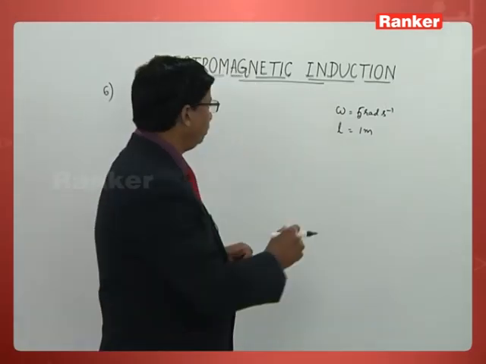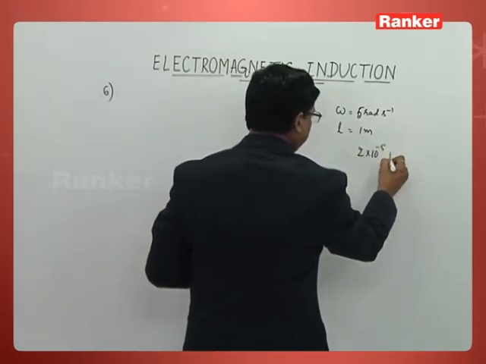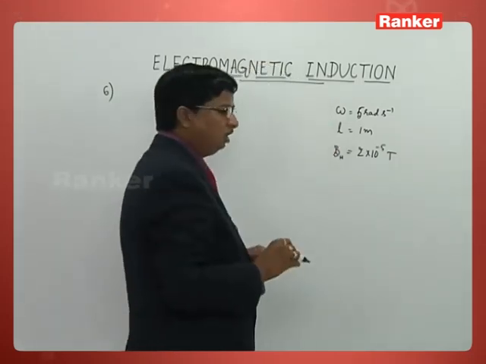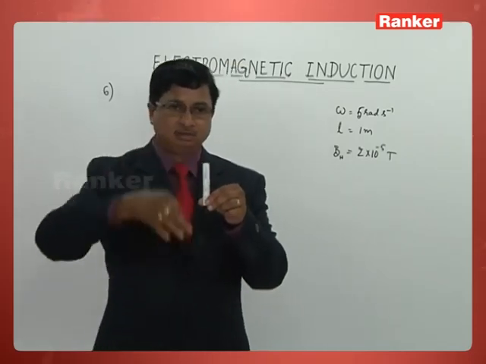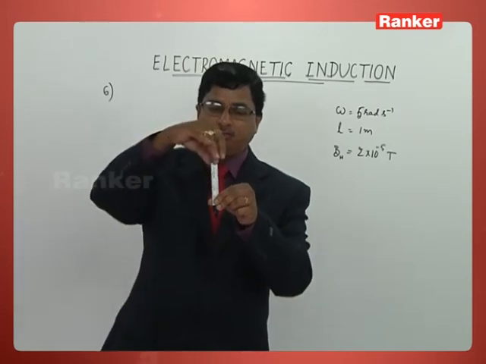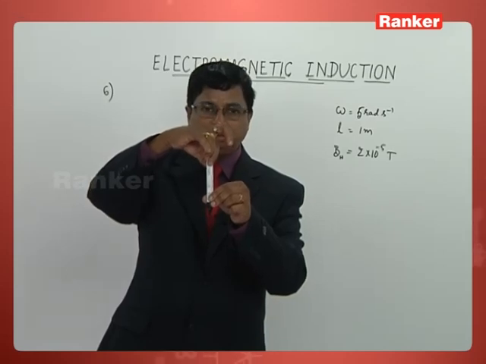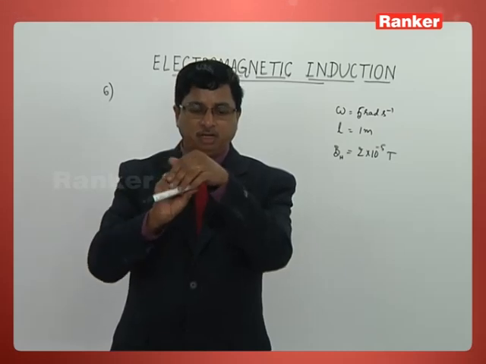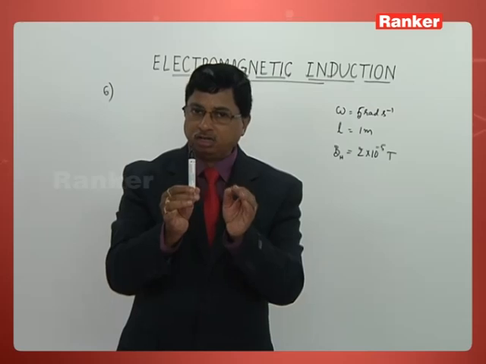So the horizontal component is given as something like 2 into 10 power minus 5 Tesla. This is BH. Now what is the concept? First of all, you try to understand. There is a rod like this, a uniform metal conductor, which is fixed at one end. With respect to this particular fixed point, it is now rotating in the vertical plane like this. That's what he is actually mentioning.